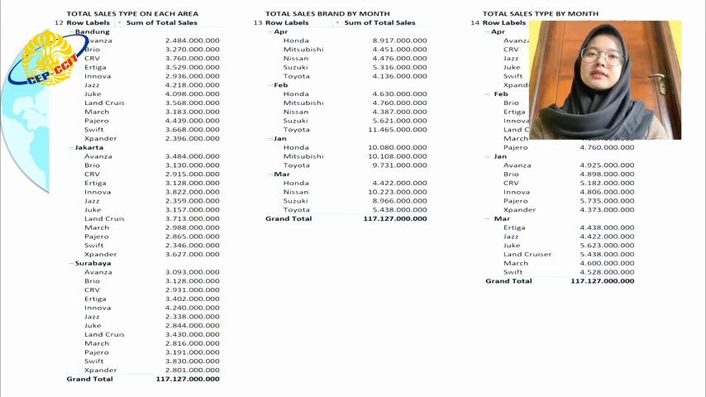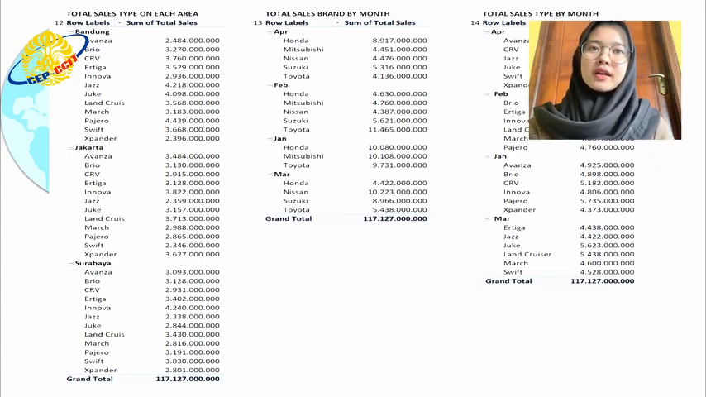And the 13th pivot table is total sales brand by month, and we can see that in April, Honda has the highest total sales. In February, Toyota has the highest total sales, which is 11 billion. In January, there is Honda and Mitsubishi. And in March, there is Nissan with 10 billion.